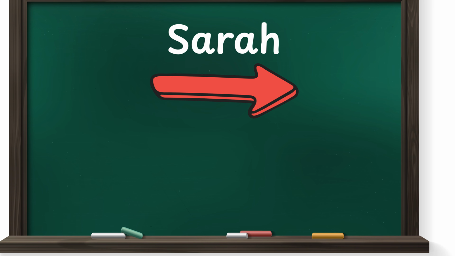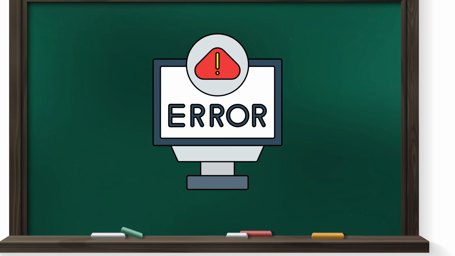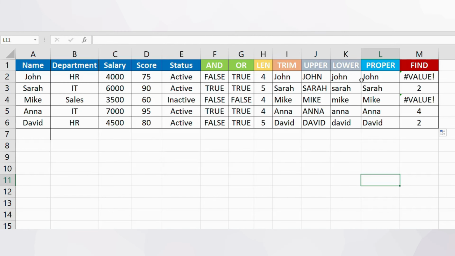Excel counts characters from left to right starting with position number 1. Example: for Sarah, S equals 1, A equals 2, R equals 3. If the text does not contain the letter or word we are searching for, Excel returns an error. As you can see, John and Mike show an error because they do not contain the letter A.